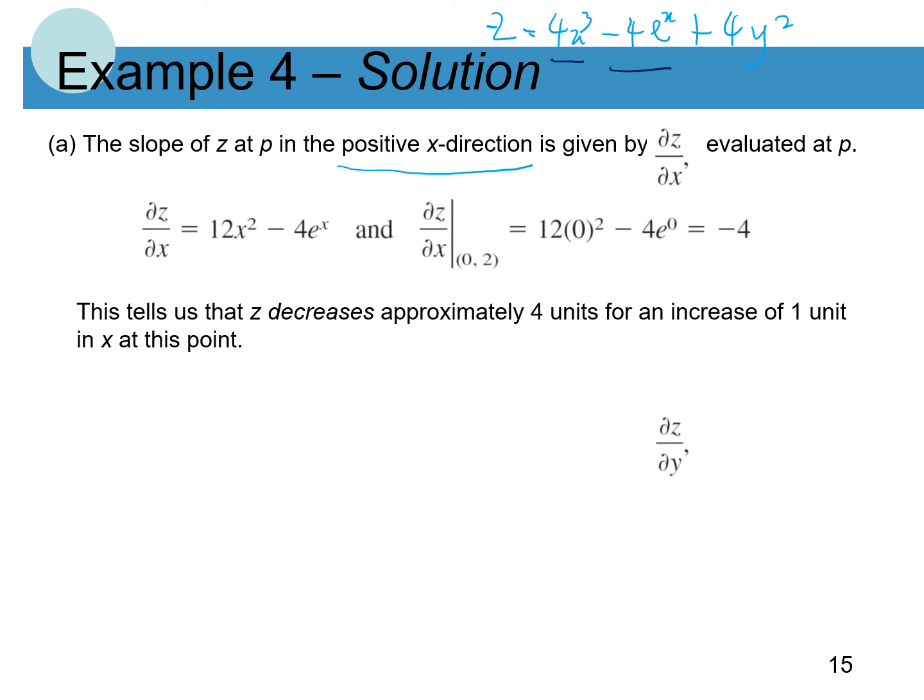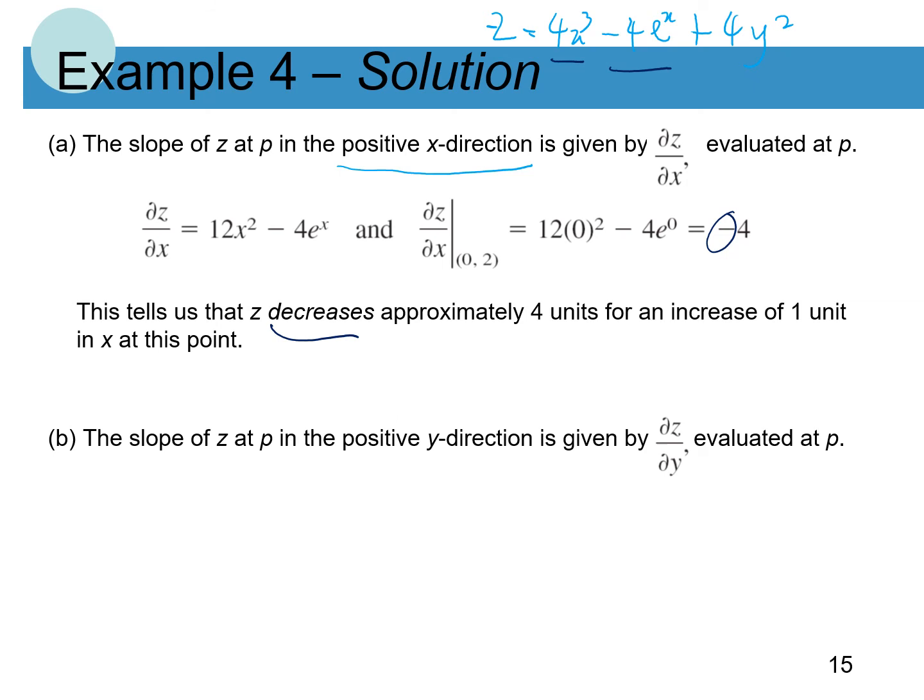Okay, this result of negative 4 can be interpreted as z decreasing approximately 4 units for an increase of 1 unit in x at this point. It decreases because the value is negative. We have to always remember that because we are talking about derivatives, although the question doesn't ask us to find the marginal, the derivative itself presents that the function will change due to a 1 unit increase in x at the point.